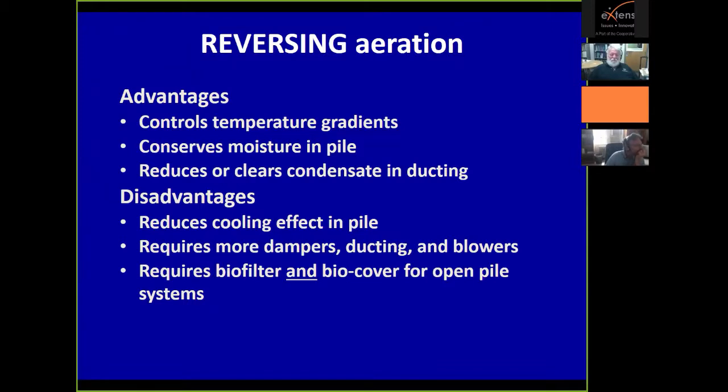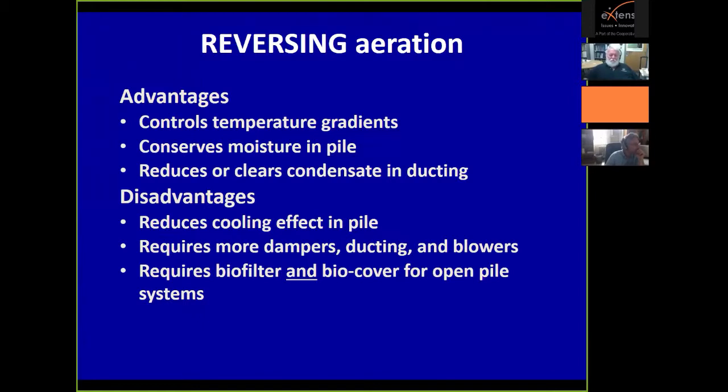If you're blowing positive air into a pile, as the volume shrinks and the pile decomposes, you will get cracks where air will come up through the crack, because air will always take the path of least resistance to get out. And so by going positive, then negative, then positive, then negative, you could correct some of that.